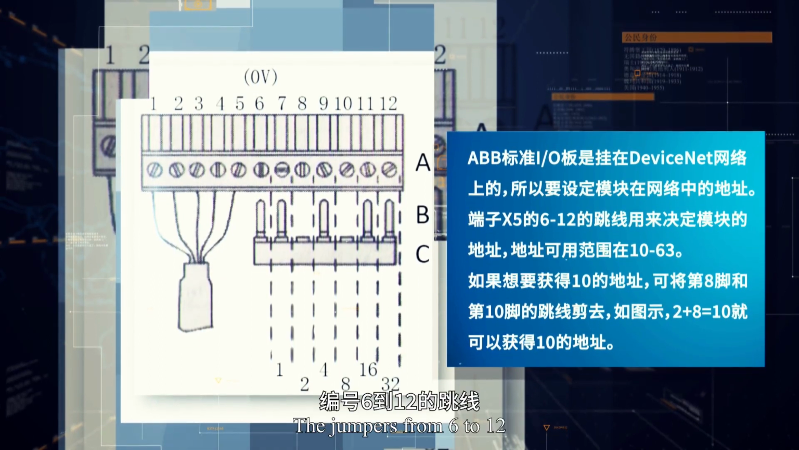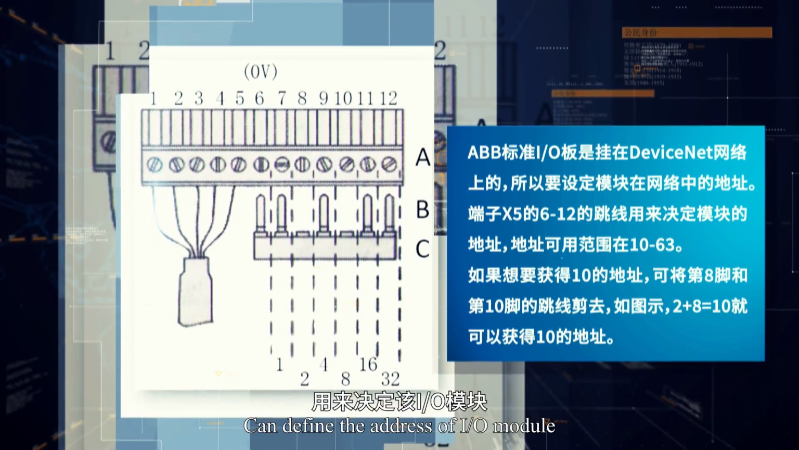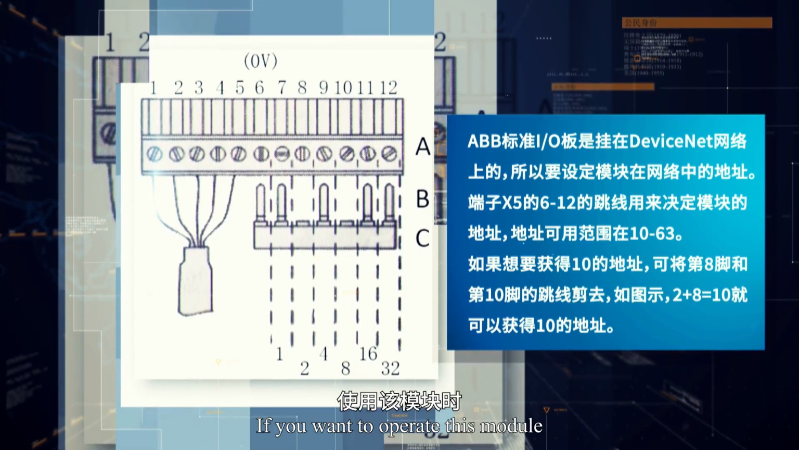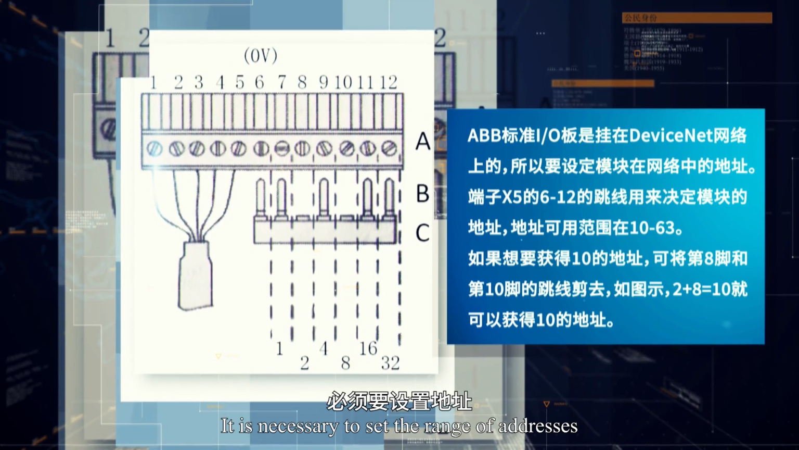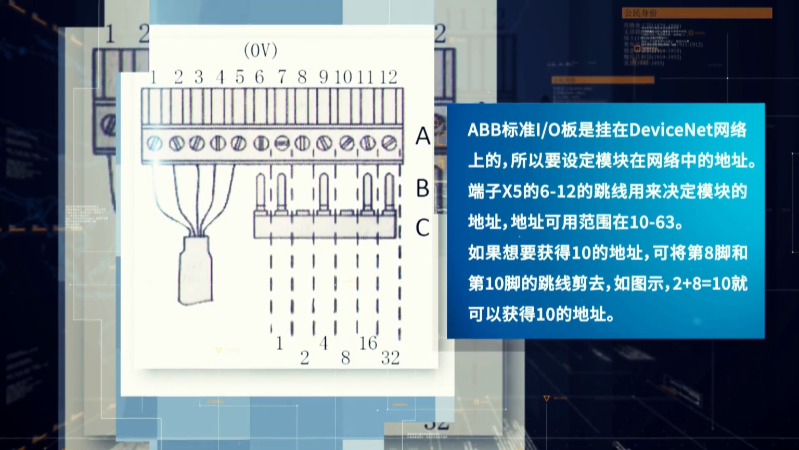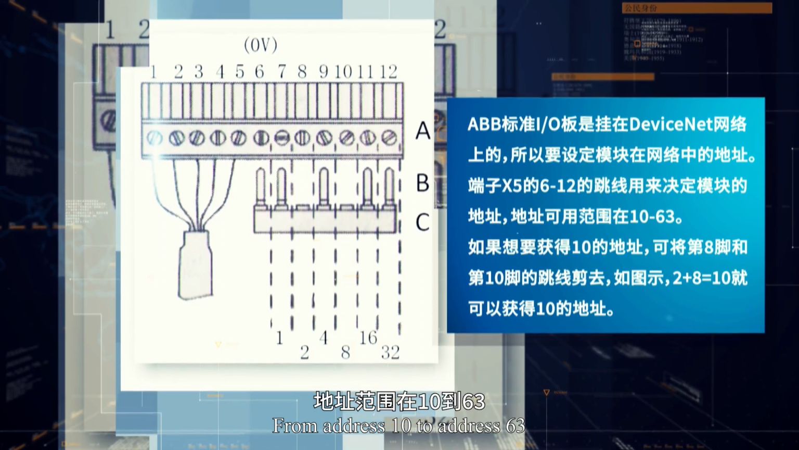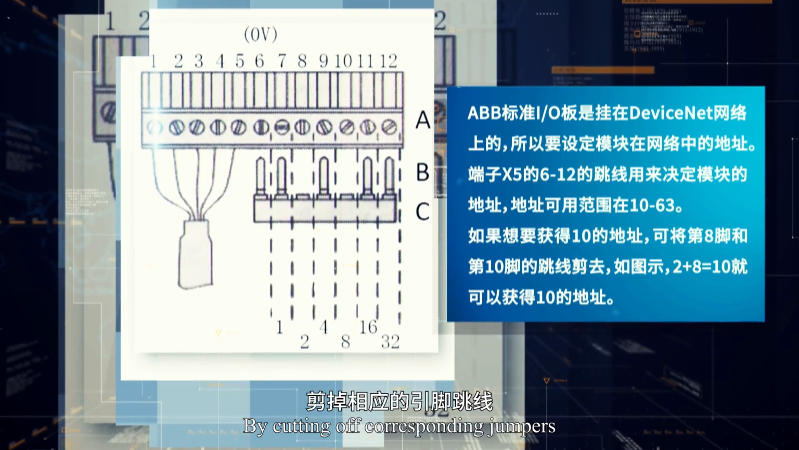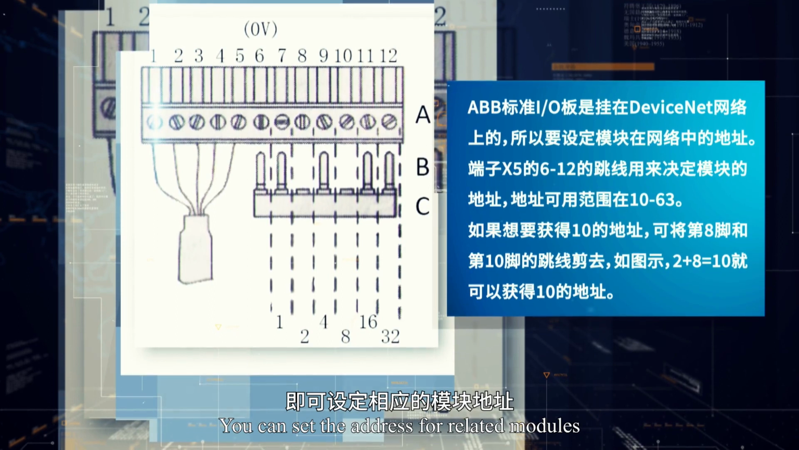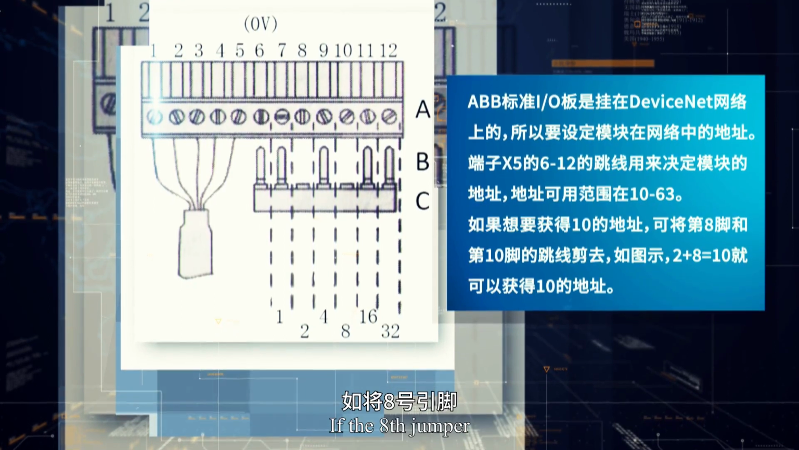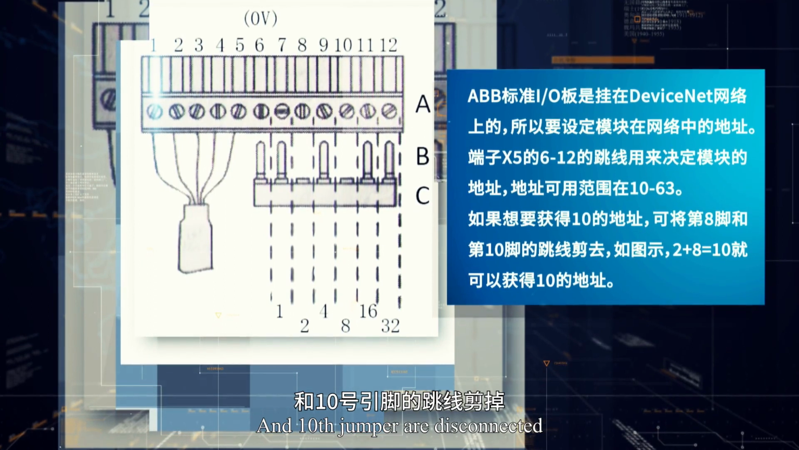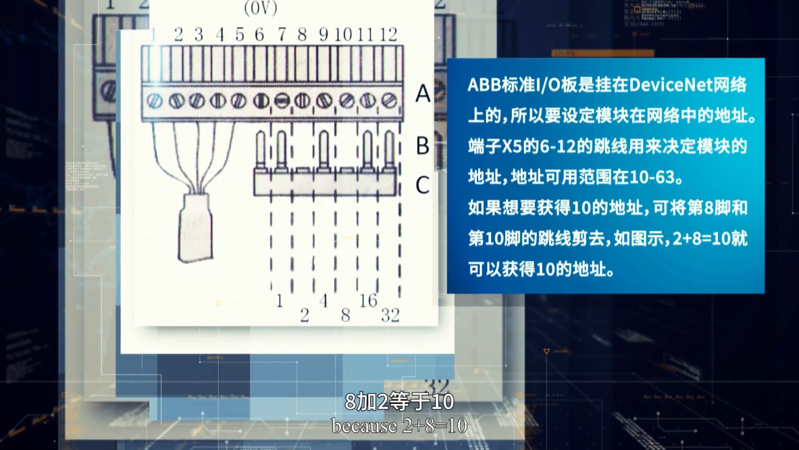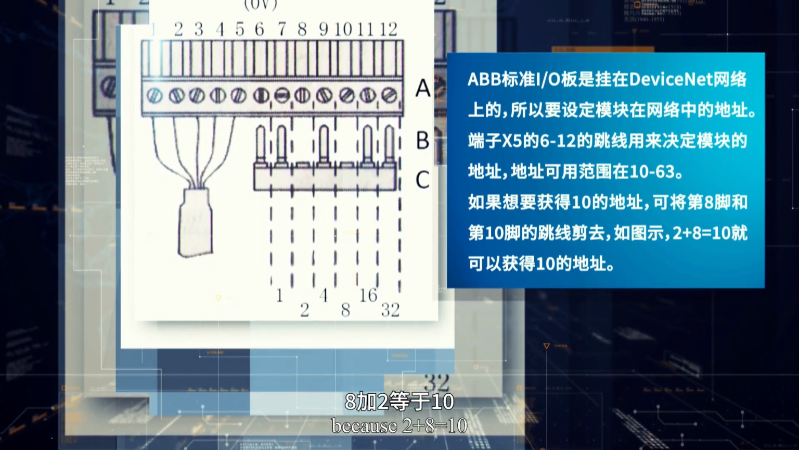In the figure, the jumpers from 6 to 12 can define the address of I/O module in DeviceNet bus. If you want to operate this module, it is necessary to set the range of addresses from address 10 to address 63. The setting way is shown as the figure. By cutting off corresponding jumpers, you can set the address for related modules. If the 8th jumper and 10th jumper are disconnected, the address of the module can be set as address 10, because 2 plus 8 equals 10.